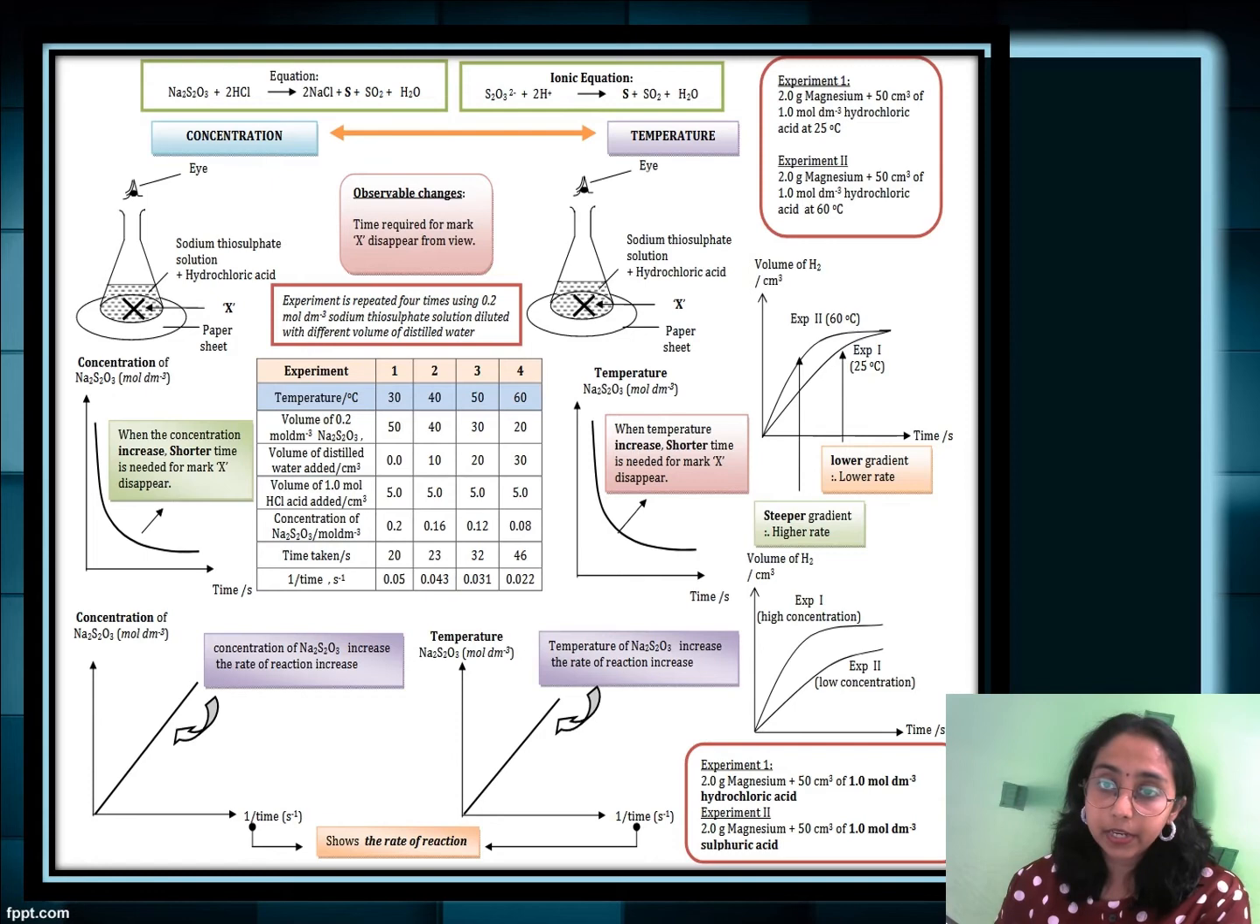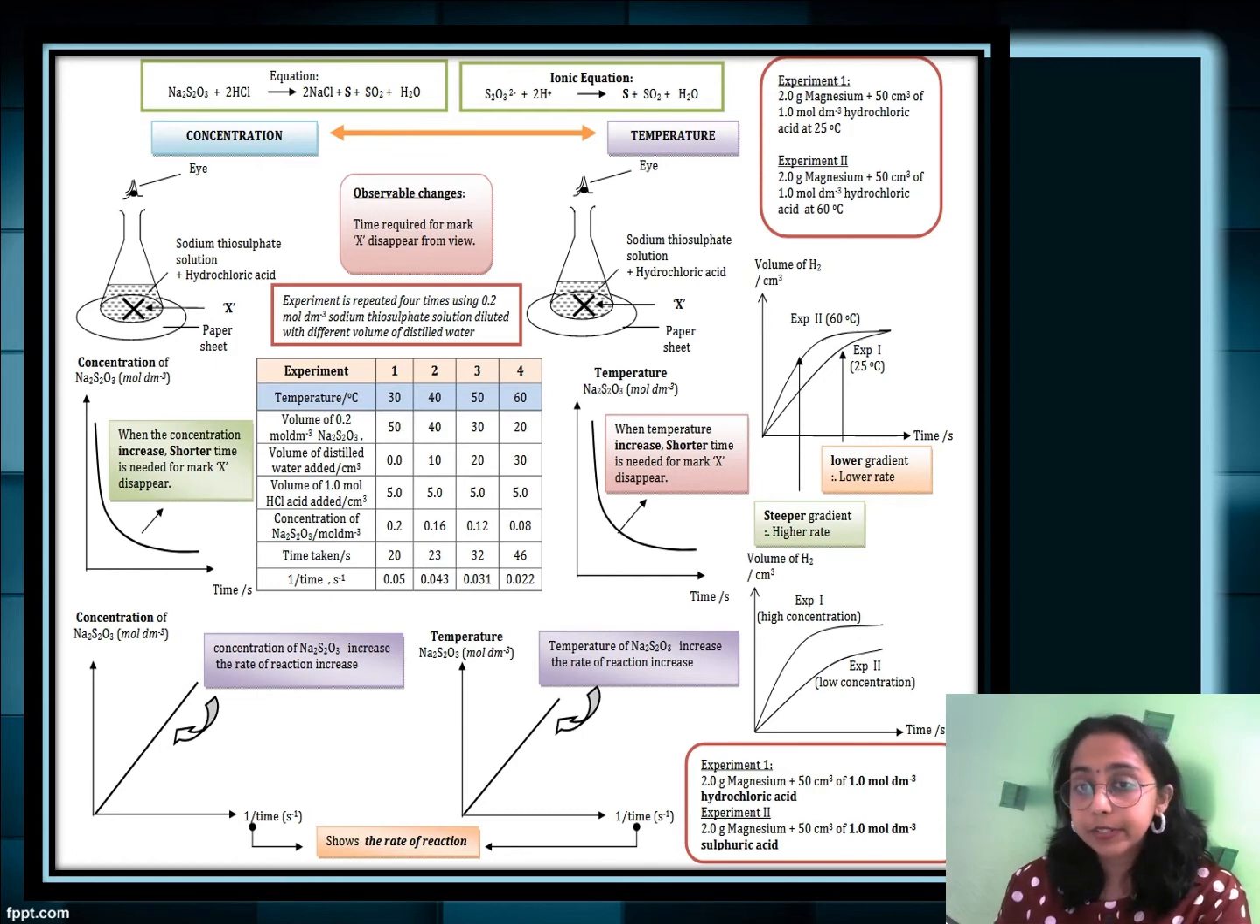So please kindly go and do your revisions on the experiment part, how we carry out the experiment for concentration, how we carry out the experiment on temperature. This is quite famous and might come out for your essay, design and experiments. So get yourself very clear about the procedures.